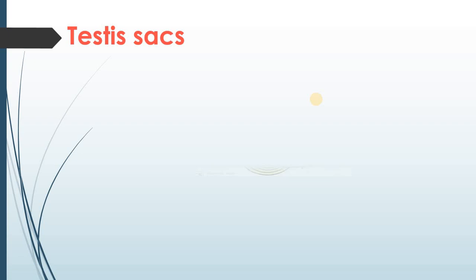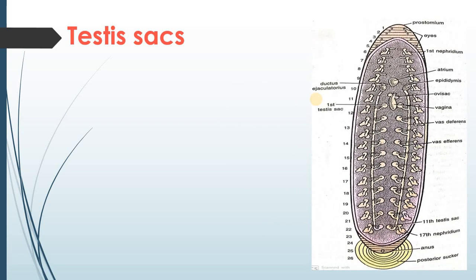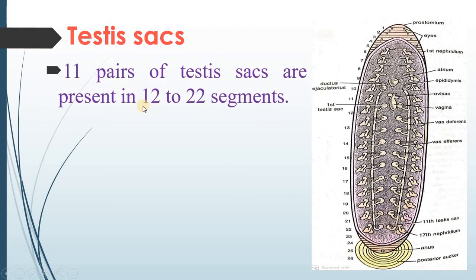Testis sacs. 11 pairs of testis sacs are present starting from the 12th to 22nd segments. In the picture you can see this is the first testis sac from the 12th segment, then 13th, 14th, 15th, and it continuously goes on up to the 22nd segment.